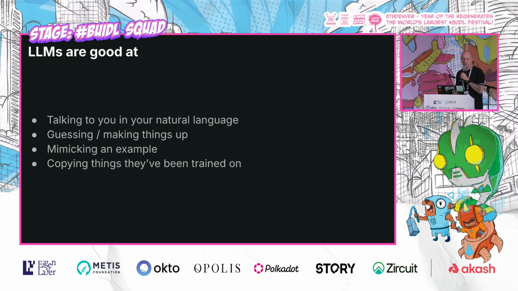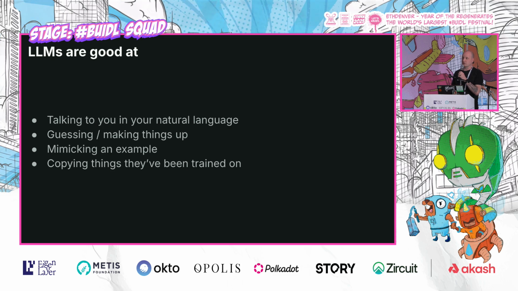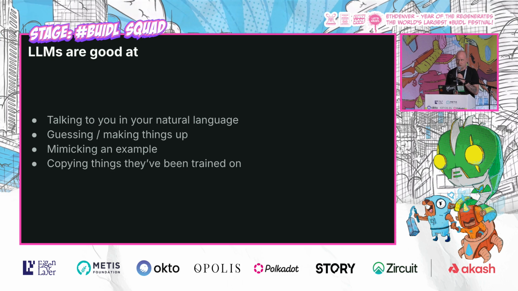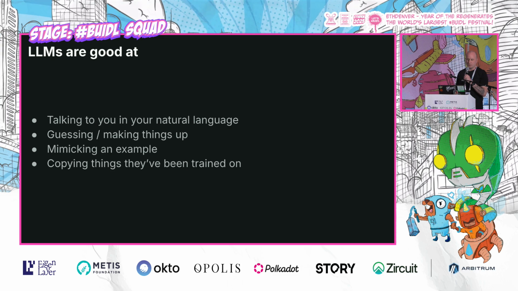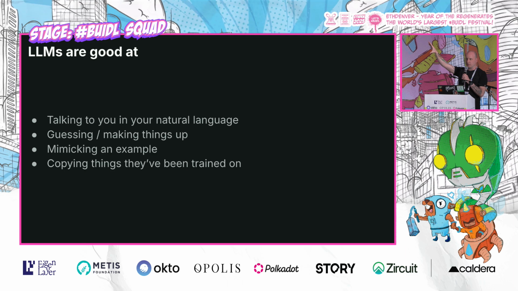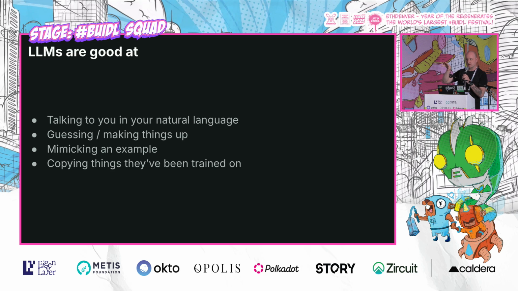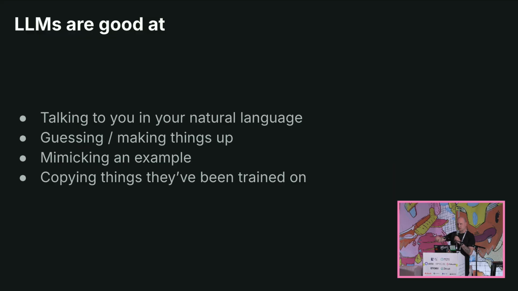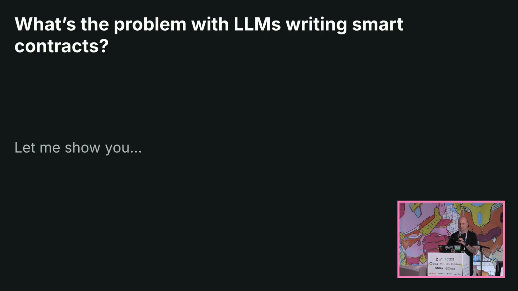Now, LLMs are actually very good at talking to you in your natural language because they're trained in your natural language. They're pretty good at just making up stuff. Like they're making up some data, making up a function you might need. They're great at mimicking examples. So if I say, hey, here's an example of a thing, can you now apply a different style to it and do the same thing? It's pretty good at that. And they're excellent at copying things they've been trained on. And that's really key. I think most people know all this by now, anyone who's been using them.